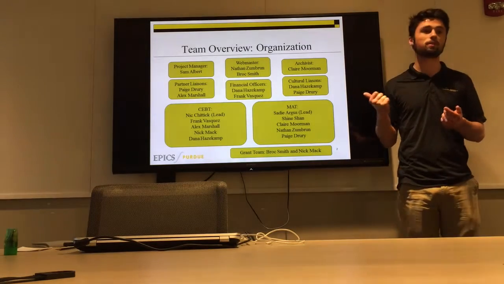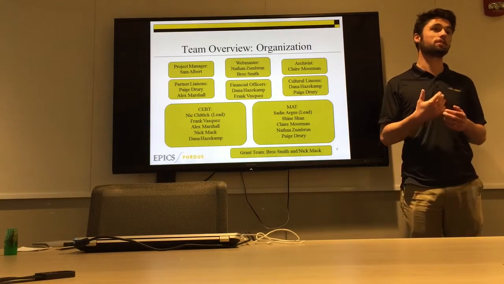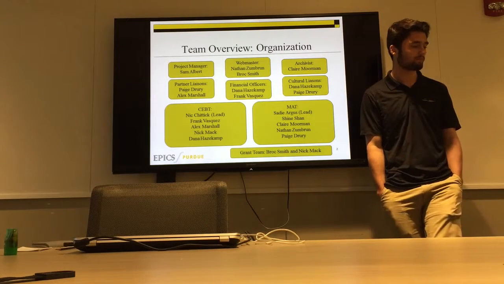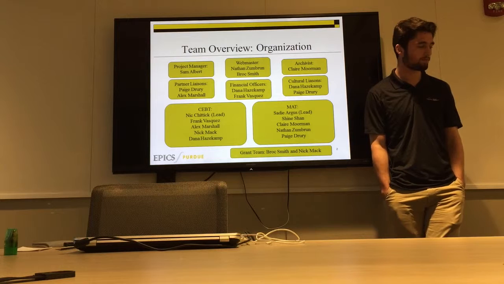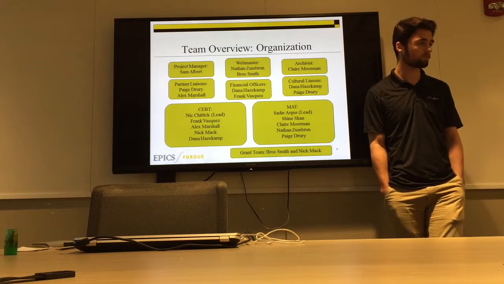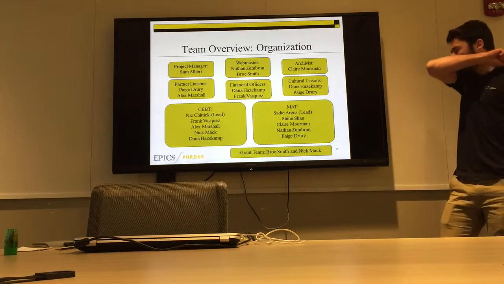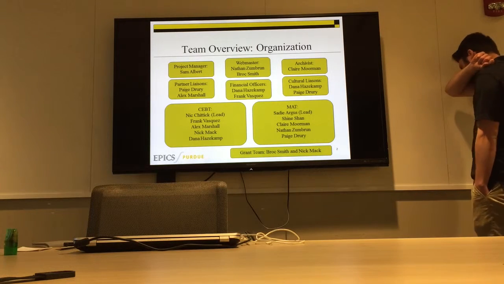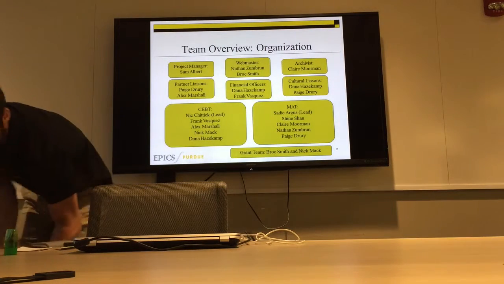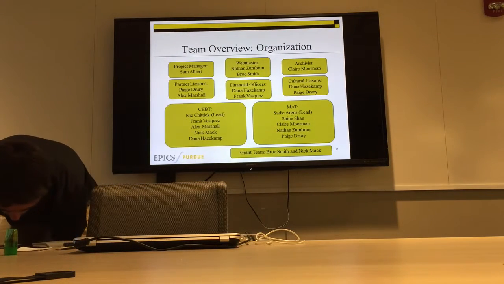So these are the people on our team and their roles, and we'll begin by introducing ourselves. I'm Sam Albert, the project manager. I'm Alex Marshall. I'm the project's partner liaison, and I'm on the CEB team. I'm Dana Hayes-Camp. I'm financial officer and the cultural liaison for the CEB team. I'm Nick Chittick. I'm the design lead for the CEB team.